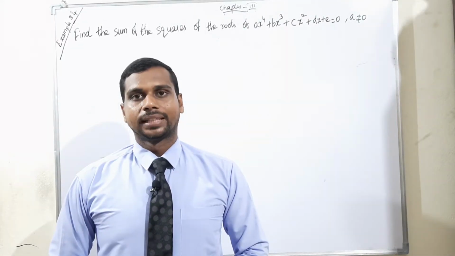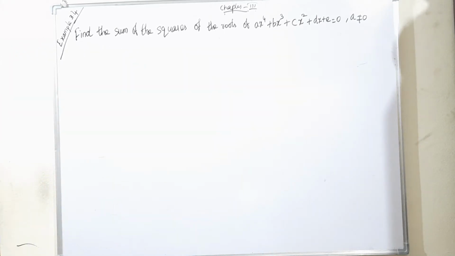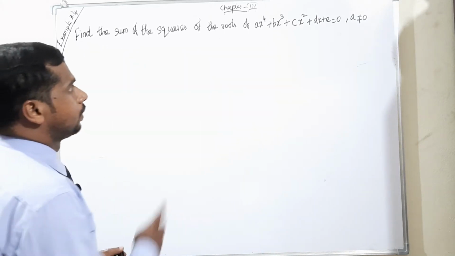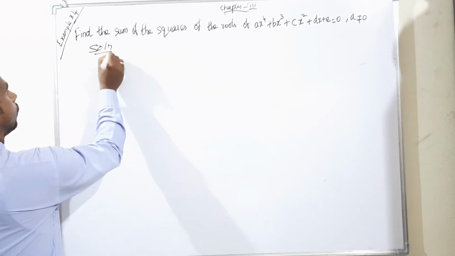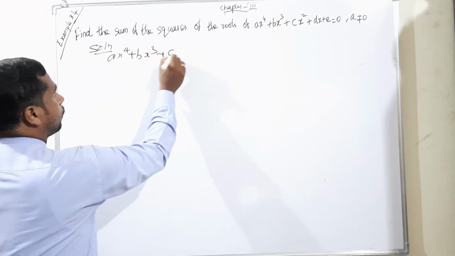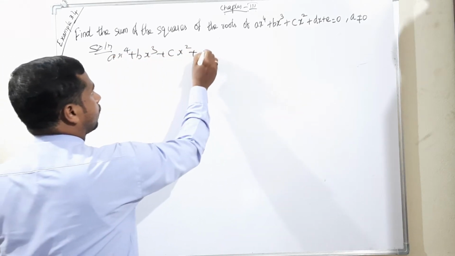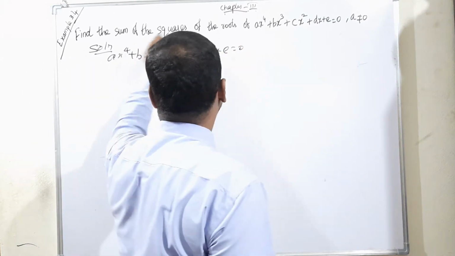I am moving to example 3.4. What is the question? Find the sum of the squares of the roots. The given equation. Solution: ax to the power 4 plus bx cube plus cx square plus dx plus e is equal to 0. Sum of the squares.